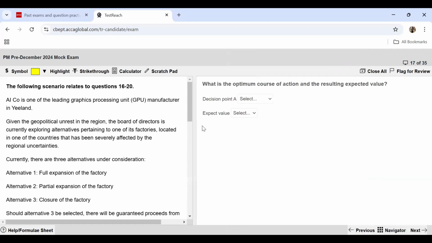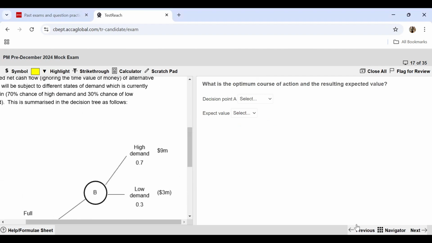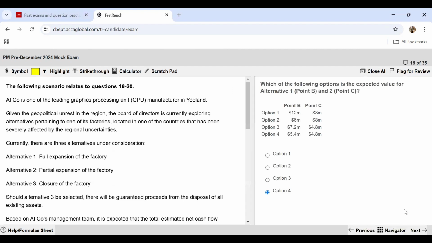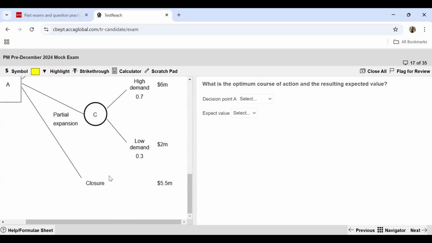Moving ahead to the second question now, we have to let them know over here what is the course of action and the expected resulting value. So let's see what are the options. Decision point A, we have to select which alternative is the best one, and we have to also select the expected value which will be arising. So we have already calculated it for alternative 1 and 2, 5.4 and 4.8, in the previous question. Now we just need to do it for the third alternative and see which one gives us the highest value.